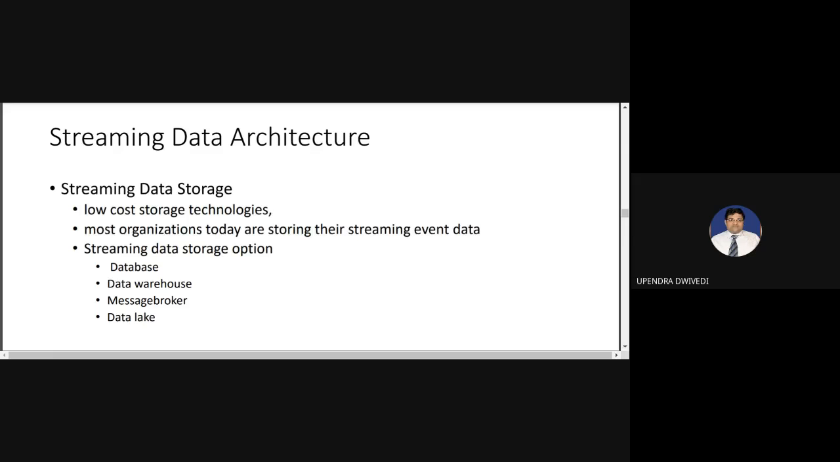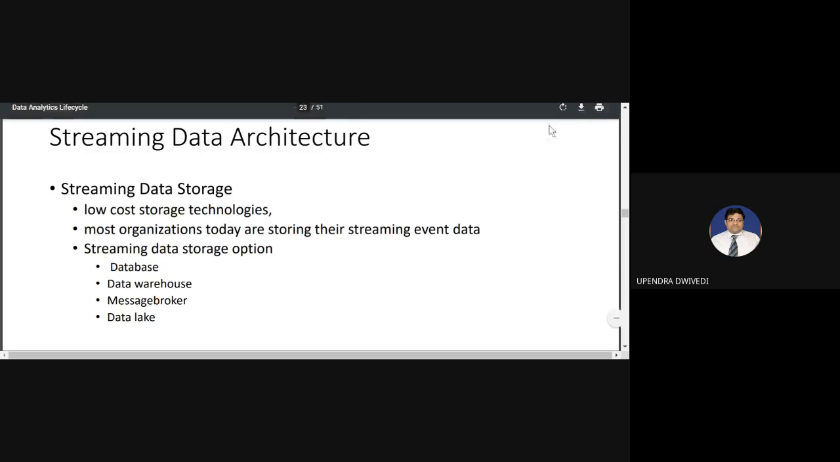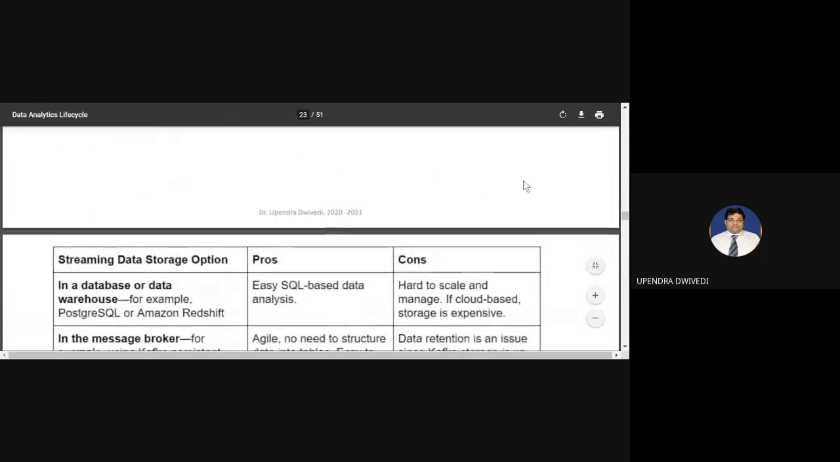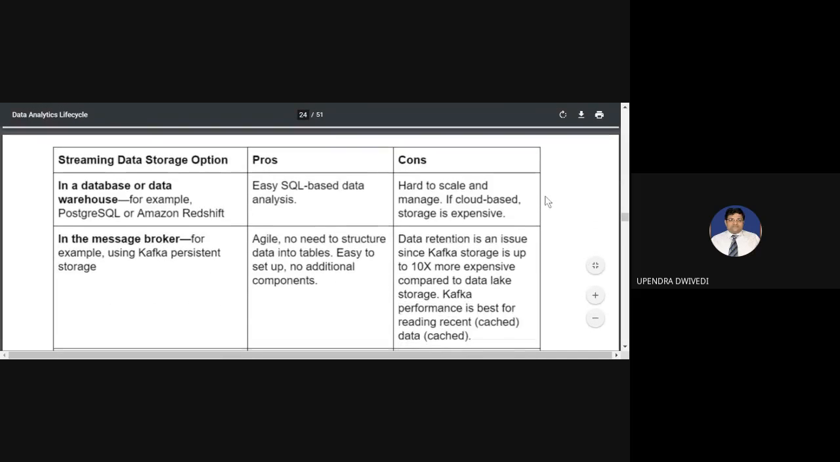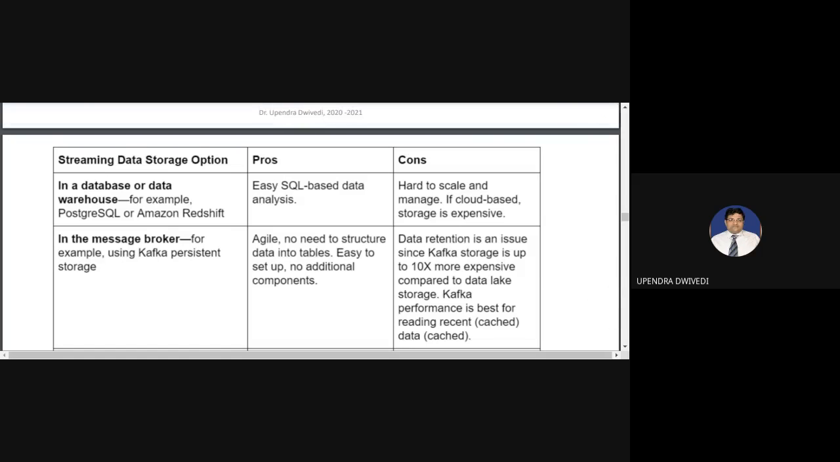There are various streaming data storage options. Some of them are the database, which we are already familiar with. The second one is a data warehouse, the third one is a message broker, and the fourth one is a data lake. Let us discuss each one and what their advantages are.